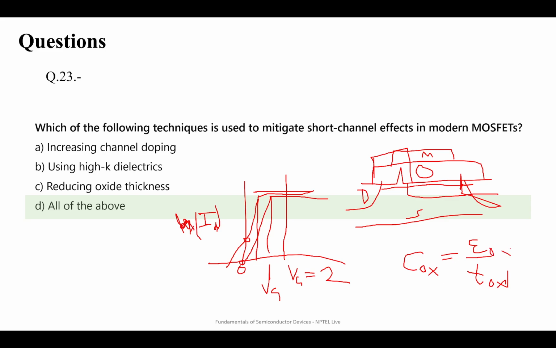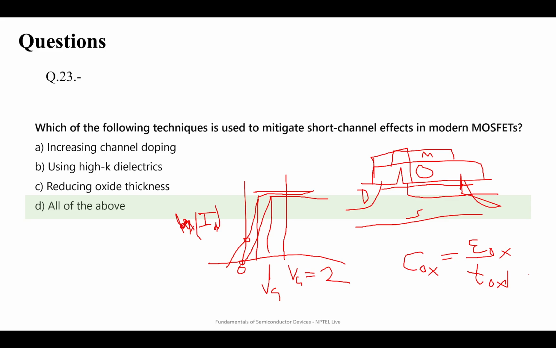So what are the ways to increase Cox? Either I increase my epsilon ox or I decrease my Tox. But if I decrease my Tox too much, then I also get gate leakage currents, because if my Tox is too small, electrons can just tunnel through the gate oxide. If my Tox is 1 to 2 nanometers, my electrons will start tunneling through the gate, and I will have a huge gate leakage problem. So I don't want that.